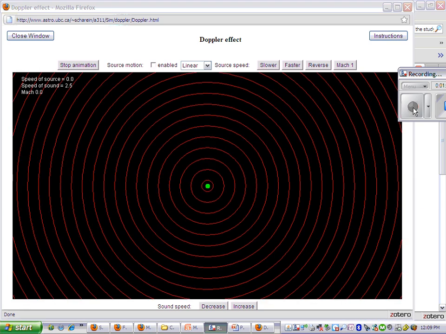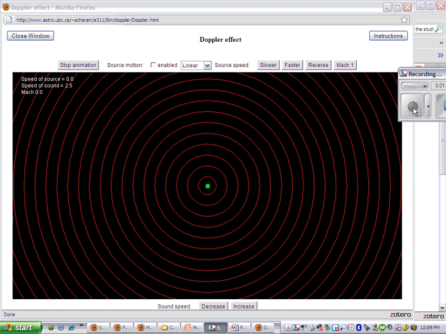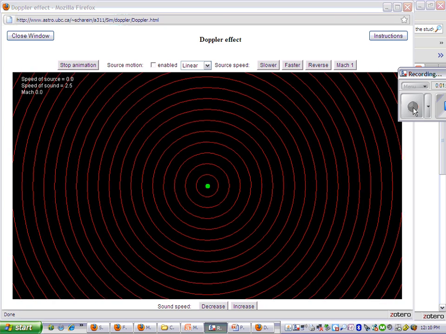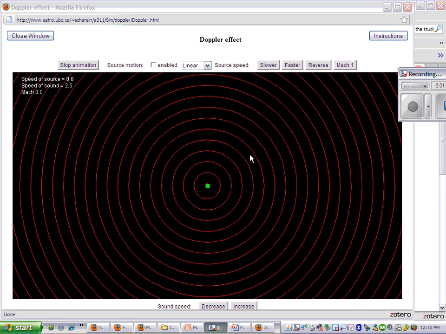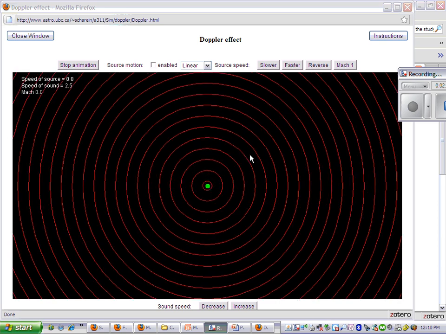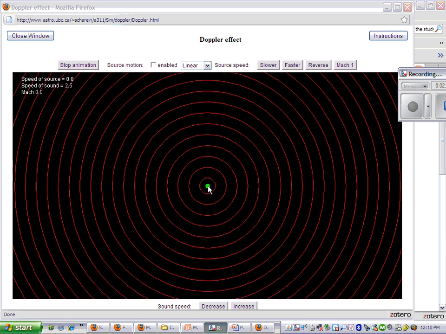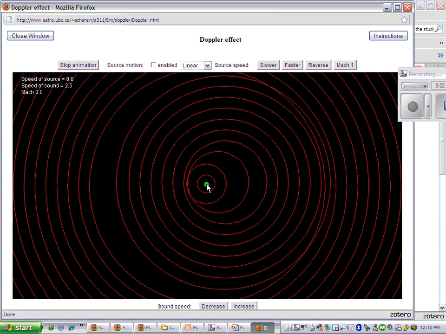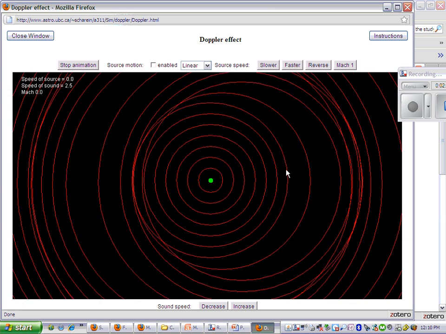Here we have a Doppler effect animation. There's this green dot in the middle that's making a sound, and we can't hear that sound, but we can see the sound being made. This object is not moving yet, but as soon as it starts to move, you can see that the waves will crunch in.